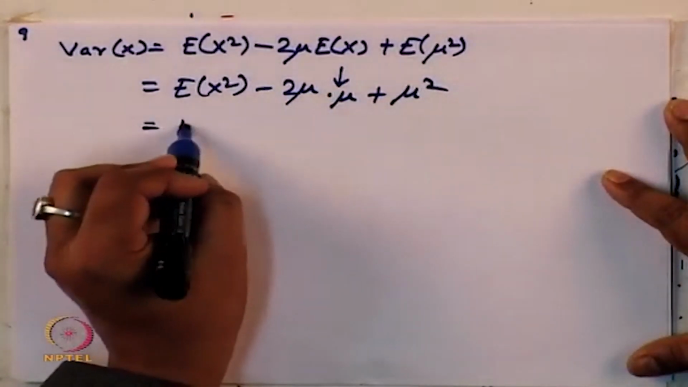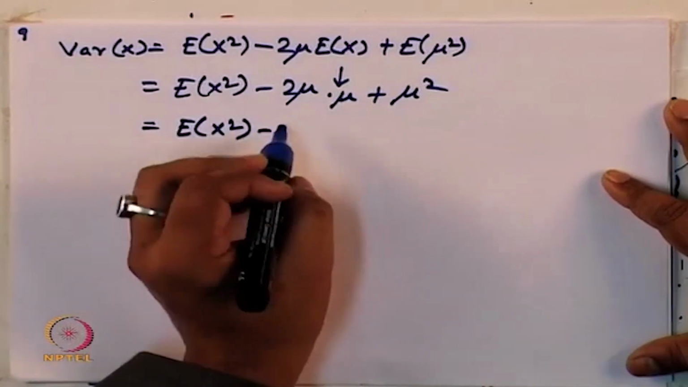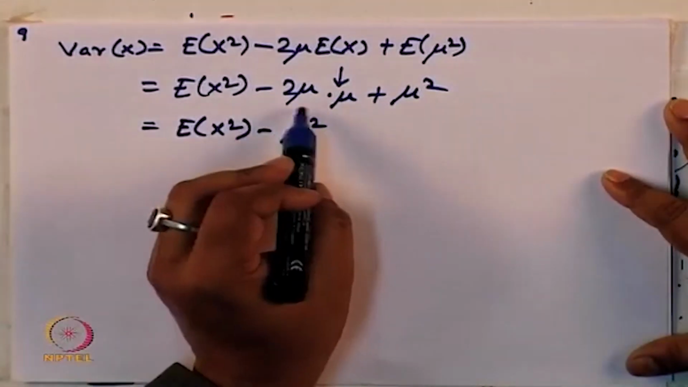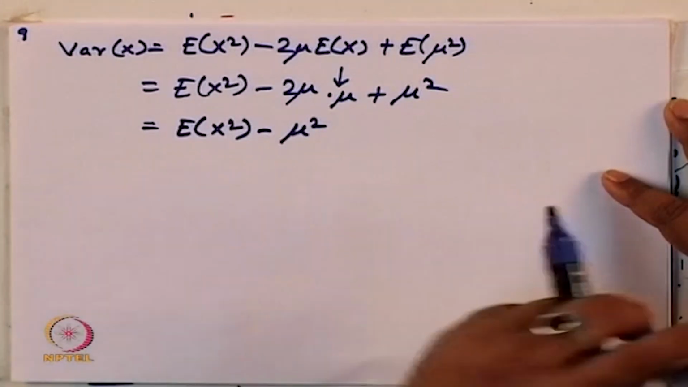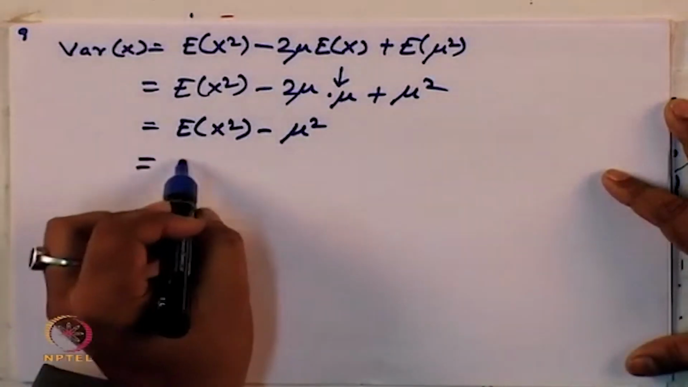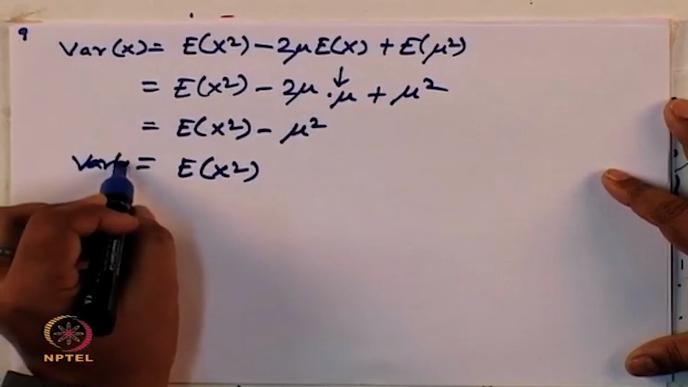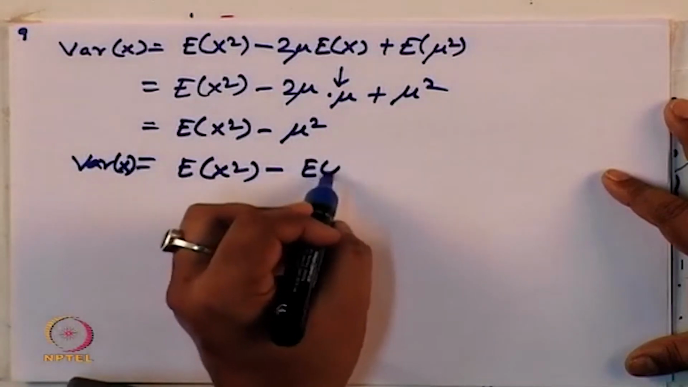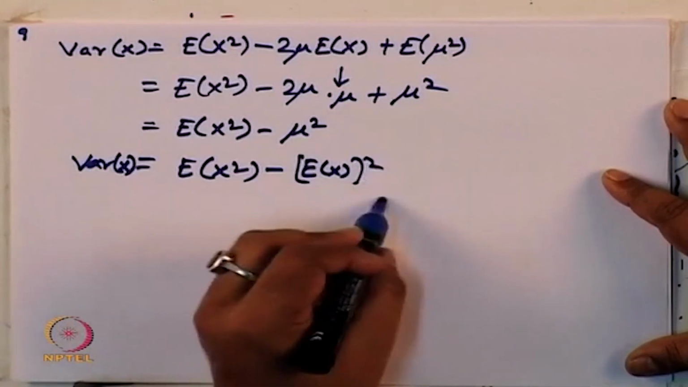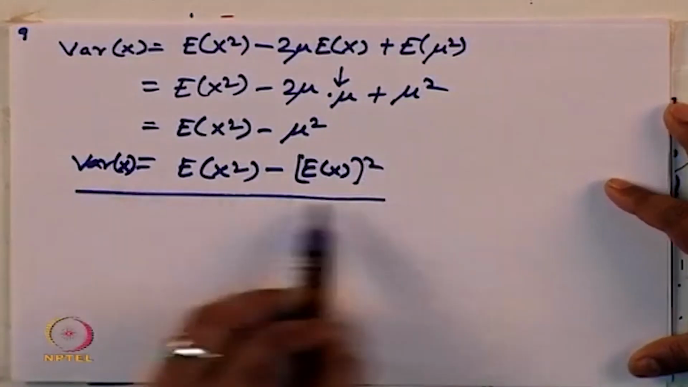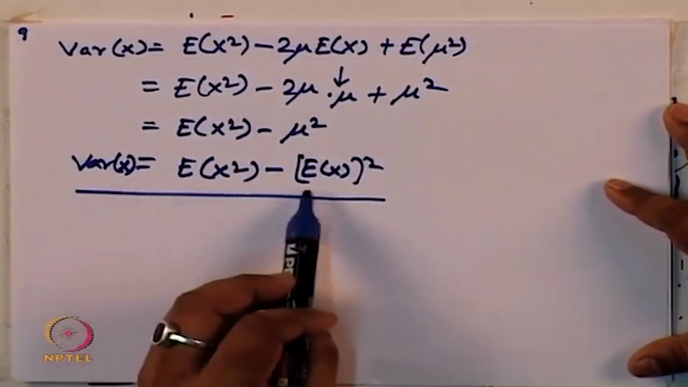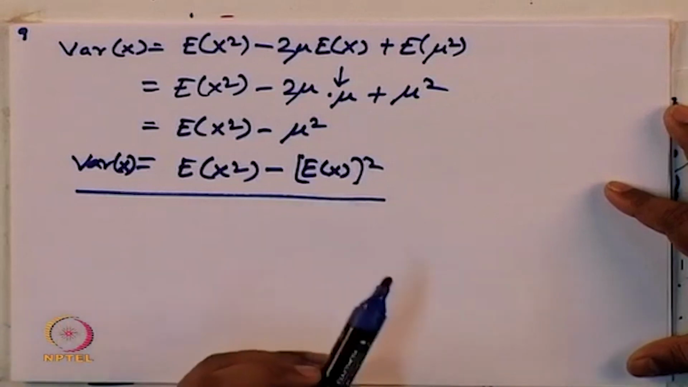Expectation of x is simply equal to mu, and expectation of mu square is simply equal to mu square. So you have a minus 2 mu square term and a plus mu square term, which will give you a minus mu square term. So this is the final expression for variance of x: expectation of x square minus (expectation of x) whole square.